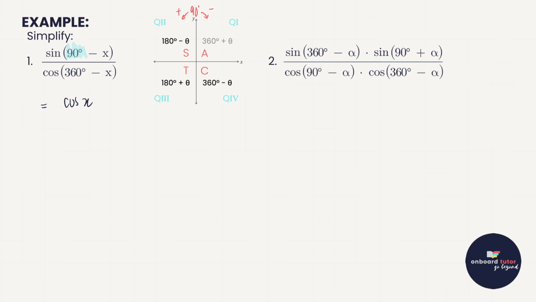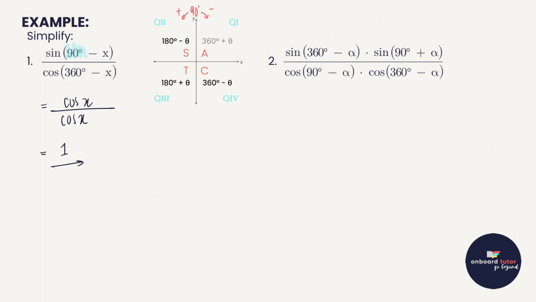So cos x over, in our denominator, cos of 360 minus x. So that's here, quadrant 4. Is cos positive or negative there? Cos is positive, so that's also going to reduce to cos x. And what happens when I have a cos x over a cos x? That simplifies and equals 1.